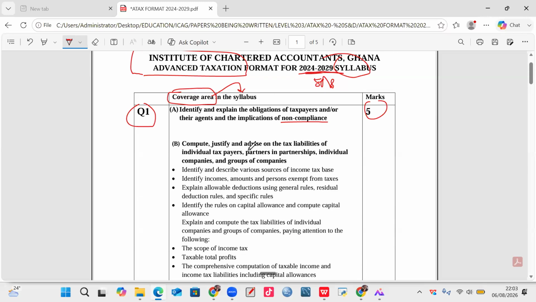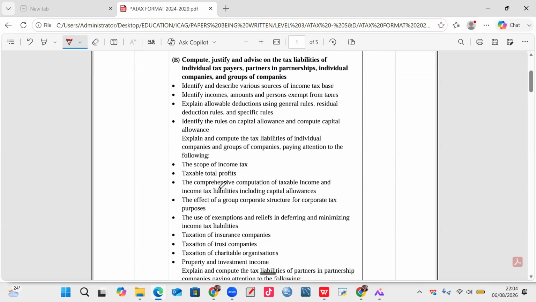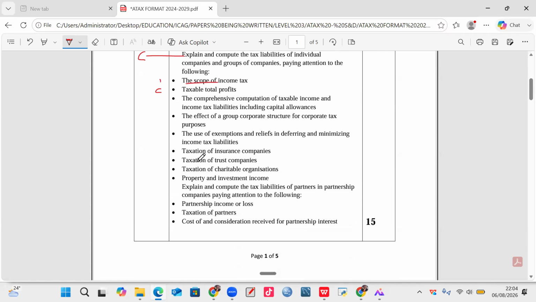Therefore, we should go to the exam hall with the knowledge of which questions are likely to feature here. The questions will feature, but as to how the questions will be presented, we don't know. But we know that theories such as identify and describe the various sources of income tax base, these 3 are all theories. They will feature. Identify the rules on capital allowance. So this one is theory. And then explain and compute. This is computational. Scope of income tax. This is a theory. Taxable profit, computational. That is how they are.